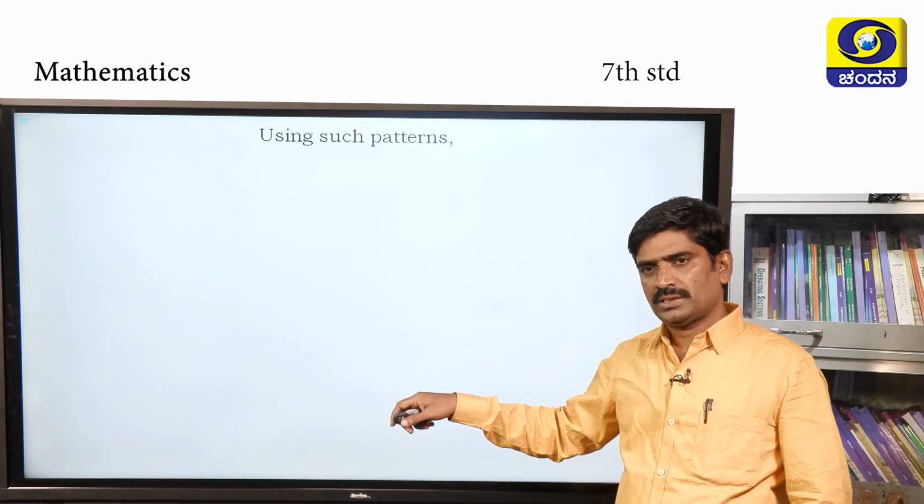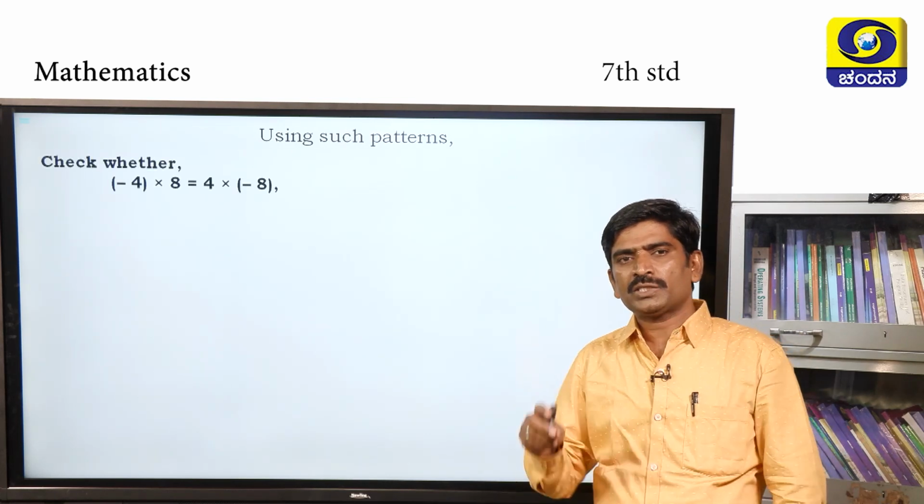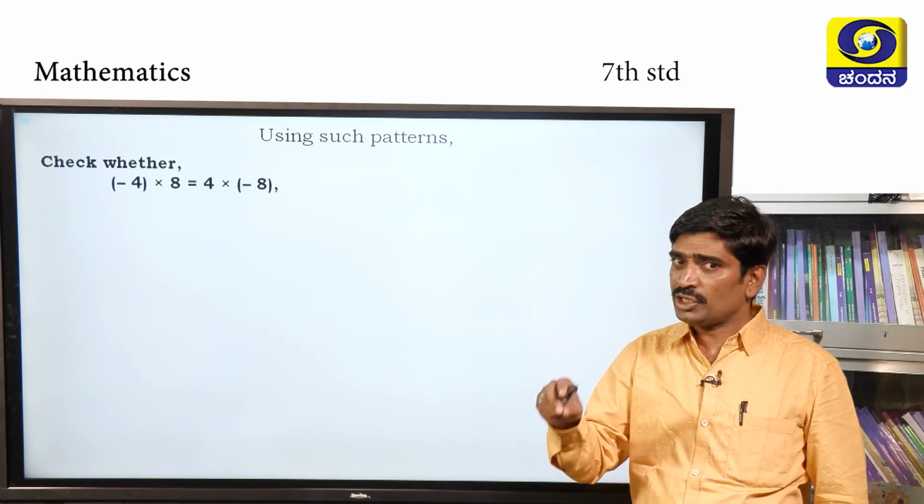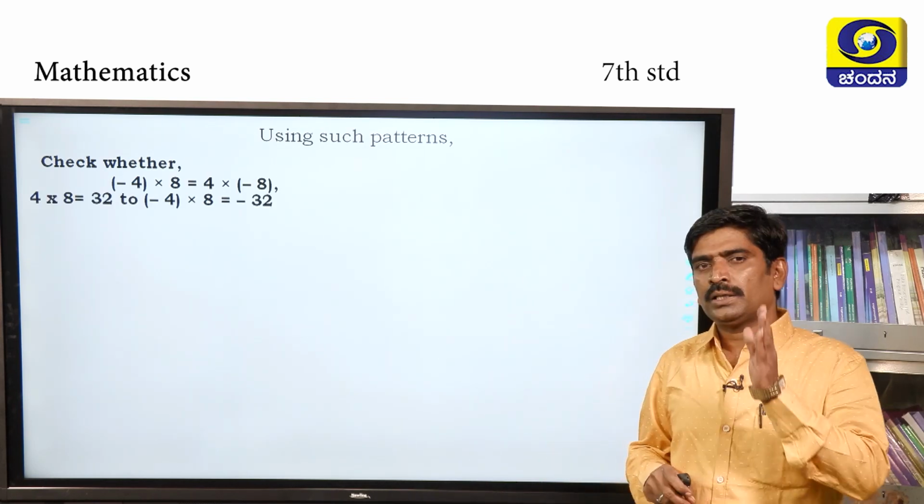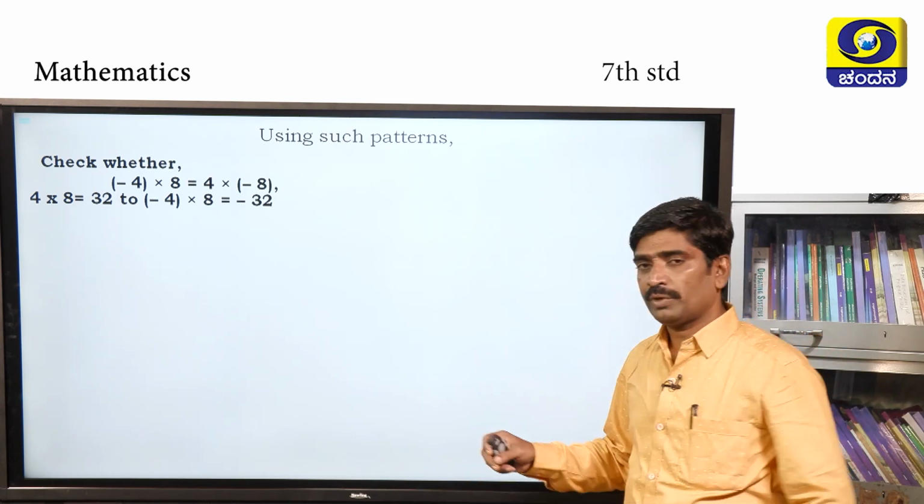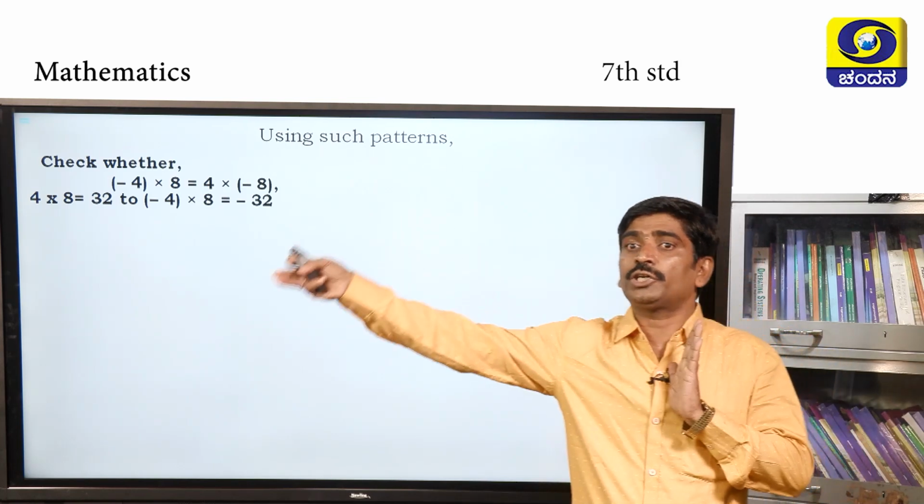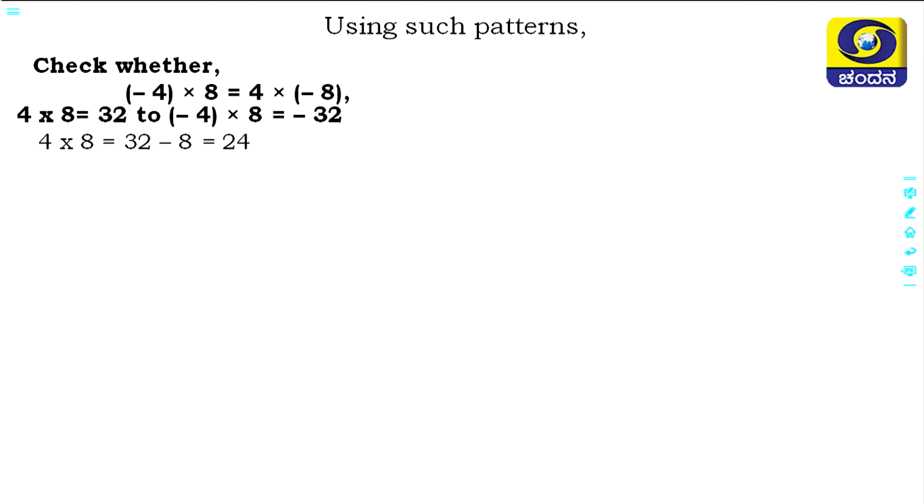Next, using such patterns, check whether minus 4 into 8 is equal to 4 into minus 8. 4 into 8 means 32. We go from 32 to minus 32. What is the pattern? 4 into 8 is equal to 32, then minus 8 is 24.